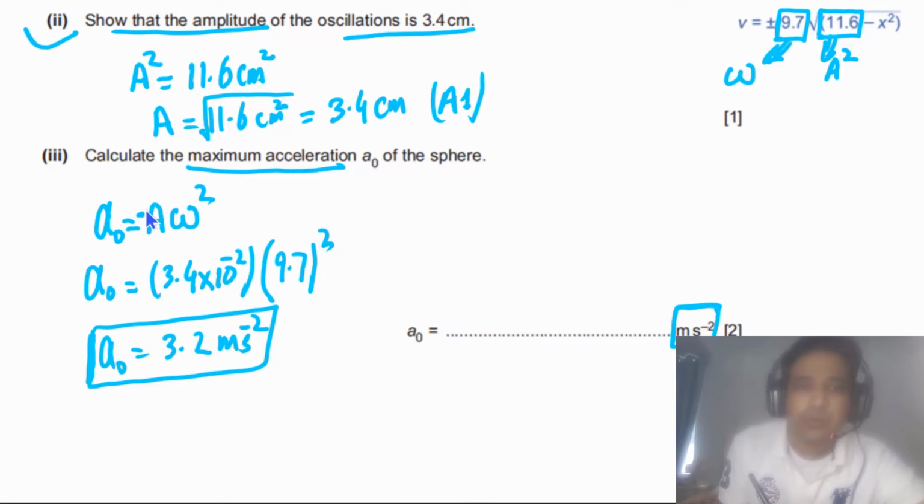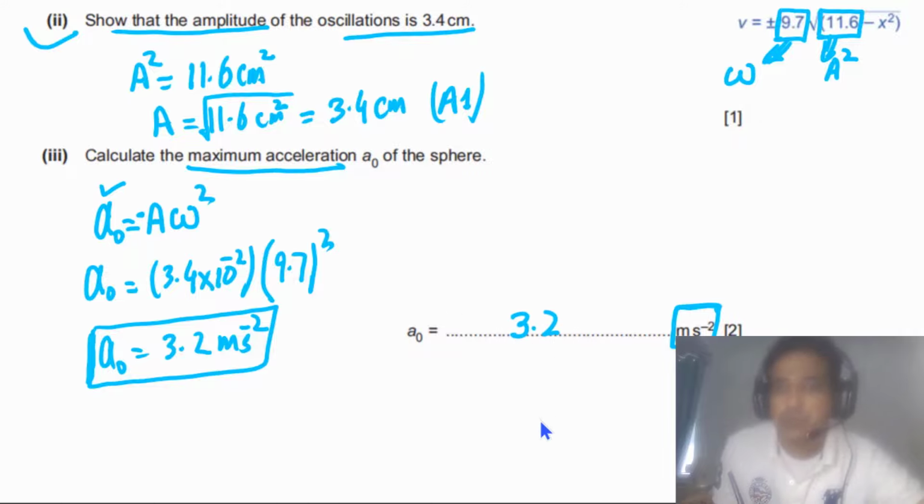And the negative sign isn't needed in this case, because it is telling us these two vectors, this vector and displacement, are in opposite directions. So that's the reason we can ignore the negative sign. We are simply calculating magnitude. So the answer is 3.2 meters per second, and this question has 2 marks.